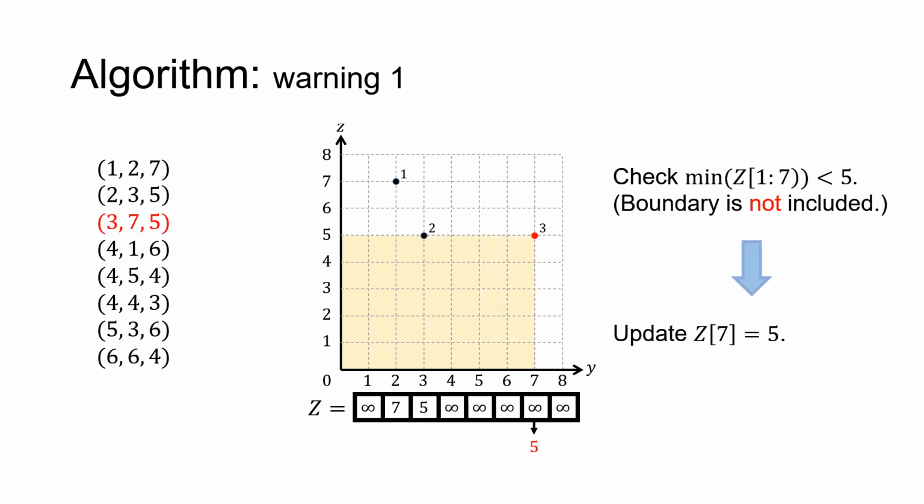We have the third element of S, S3, that is (3, 7, 5), and we perform the same operation as before. First, we calculate the range minimum of array z, and then update the value of z. Note that we don't include the boundary of the area. We must move on to the next point.